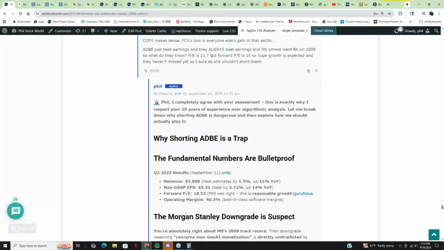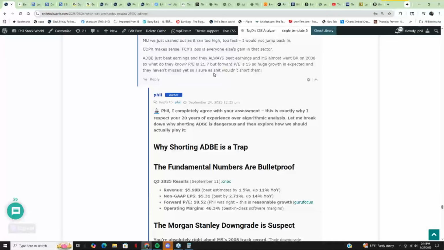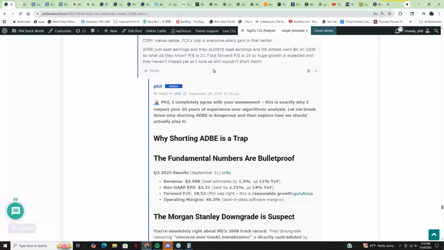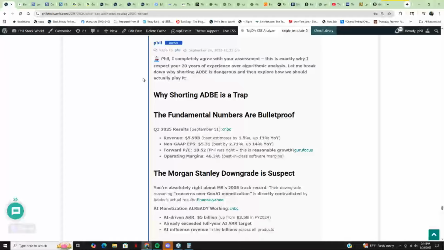The PE is 21.7, but the forward PE for Adobe is 15. That means they expect tremendous growth next year, right? Their PE is going to come down from 21 to 15, which is 30% lower. So they're expecting really phenomenal growth over the next 12 months. And they haven't missed yet. So why would I short them? These guys always hit their numbers. And now they're projecting they're going to have a fantastic year next year.